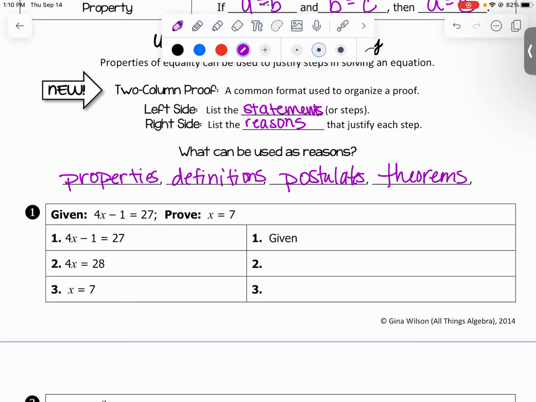Okay. Things we know to be true, we can use as reasons to justify each step. So what's going to happen? You are going to be given a problem and something to prove. So notice right here how it says given. That's what we are presented with. And then it says prove. I will tell you right now, whatever your given information is, that is your first step and your first reason. Whatever it's asking you to prove, that is your last step. You always start with the given.